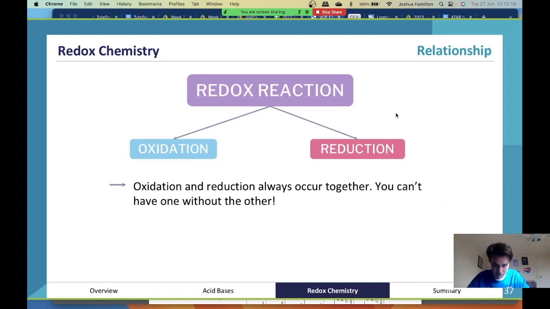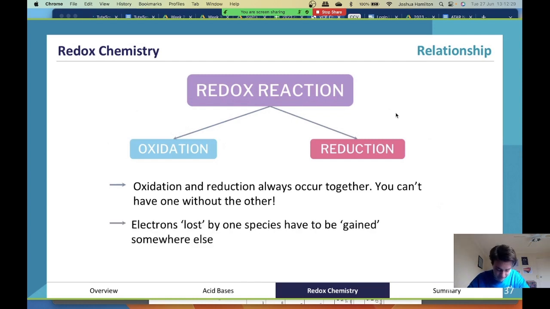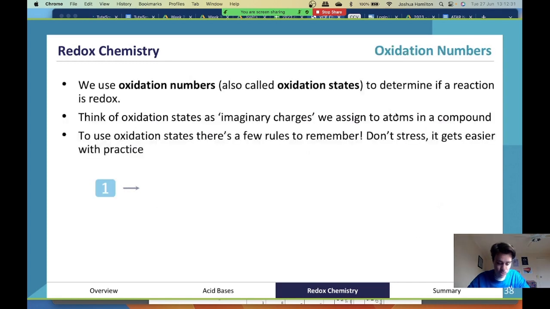Really, really important. Now, how do I identify that oxidation and reduction are occurring? Because I know electrons are moving, but how do I identify that? The way that you identify that is through what we call oxidation numbers. Oxidation numbers may also be called oxidation states. These are used to determine if a reaction is redox. Think of oxidation states as imaginary charges, and we assign them to atoms in compounds.